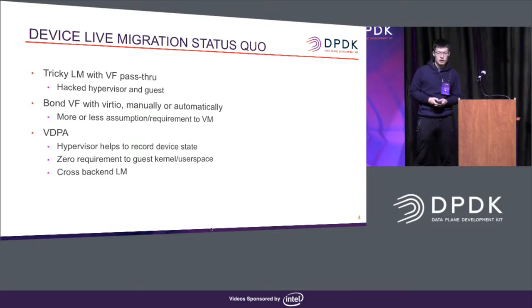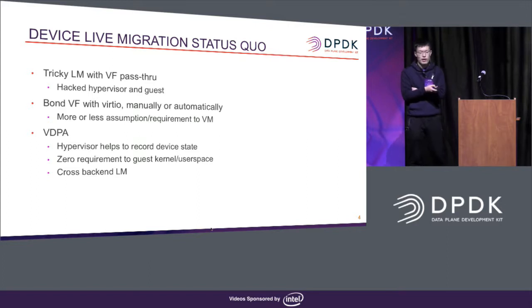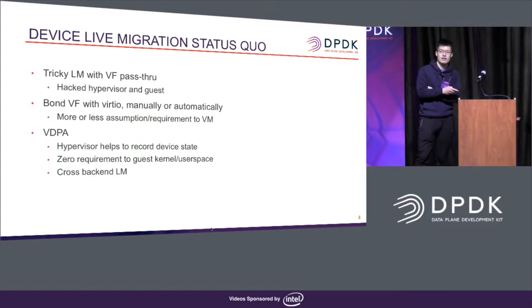Okay, let's come to the question, how to live migrate a VM with hardware resource assigned. So to live migrate a VM with hardware attached to it, we need to address two issues. One is how to trigger the dirty page logging for the guest page that is written by the device. And the second one is how to migrate the device state from the source to the destination.